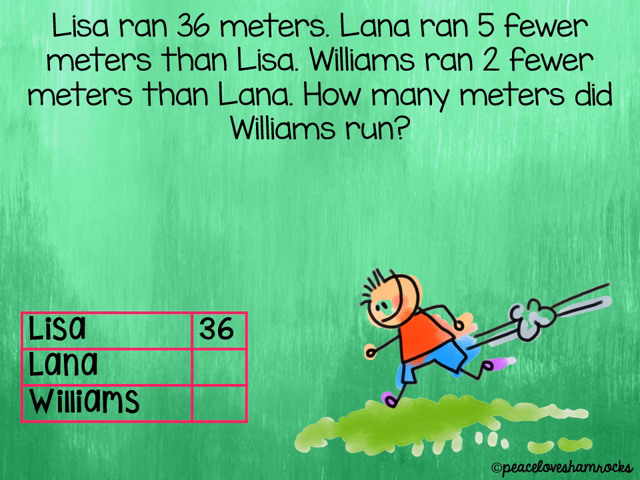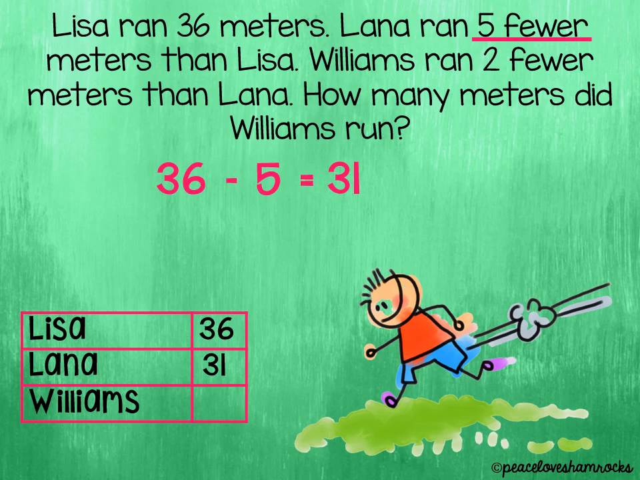So it says Lana ran 5 fewer meters than Lisa. Well, when I hear the word fewer, am I adding on or taking away? I'm taking away. So in order to find how many Lana has, because it says Lana has 5 fewer than Lisa, I'm going to take Lisa's 36 and subtract 5, and I'll get 31. Okay, so now I know that Lisa has 36 and Lana has 31 meters.